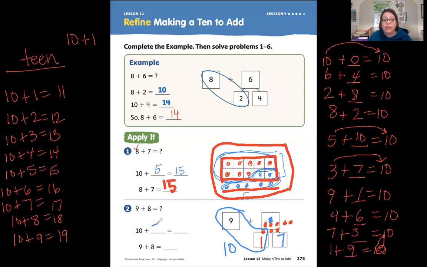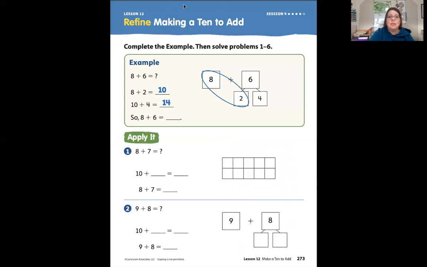So 10 plus 7 equals 17. Notice that the number when I'm adding 9 is just 1 less than this. So 10, right? And 7 is 17. 9 plus 8 is 17. Clear those drawings. Move that down.